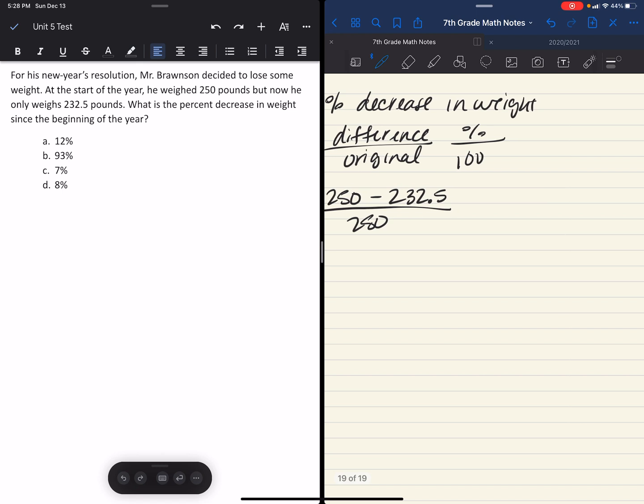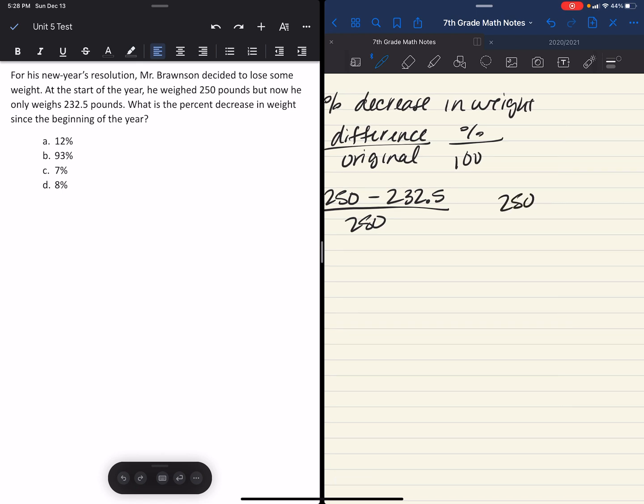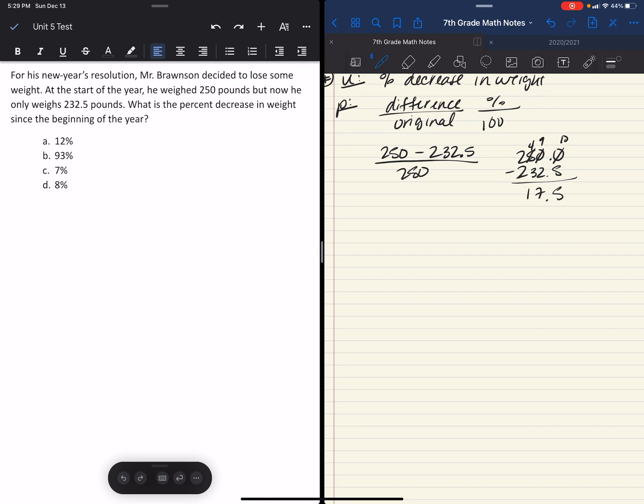I'm going to slide this over, and I'm going to set this up vertically, making sure to align my decimals. Do you see how I had to add a decimal and a 0 on the 250? Because I need to borrow since I am subtracting. All right, 10 minus 5 is 5. Align my decimal. 9 minus 2 is 7. 4 minus 3 is 1. And 2 minus 2 is 0. So I have 17.5 on the top.